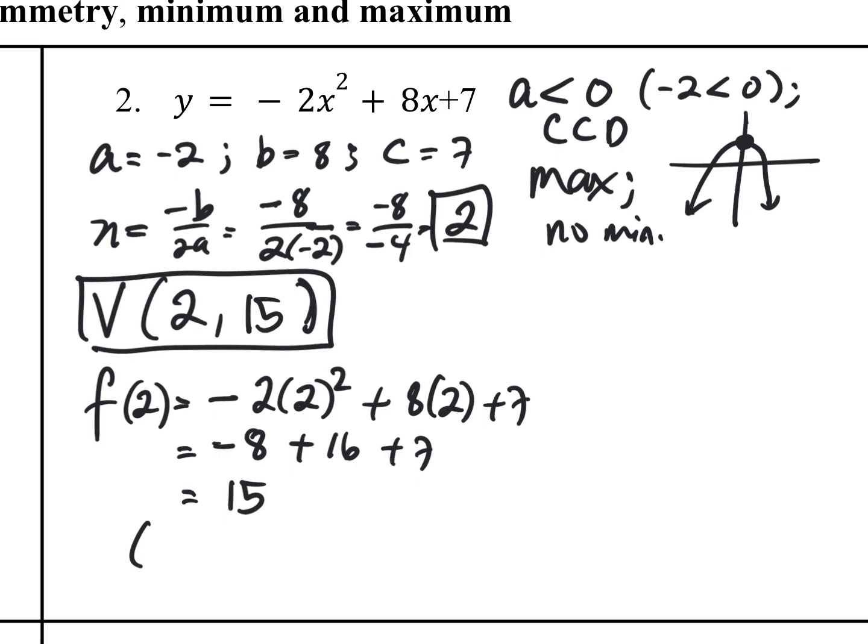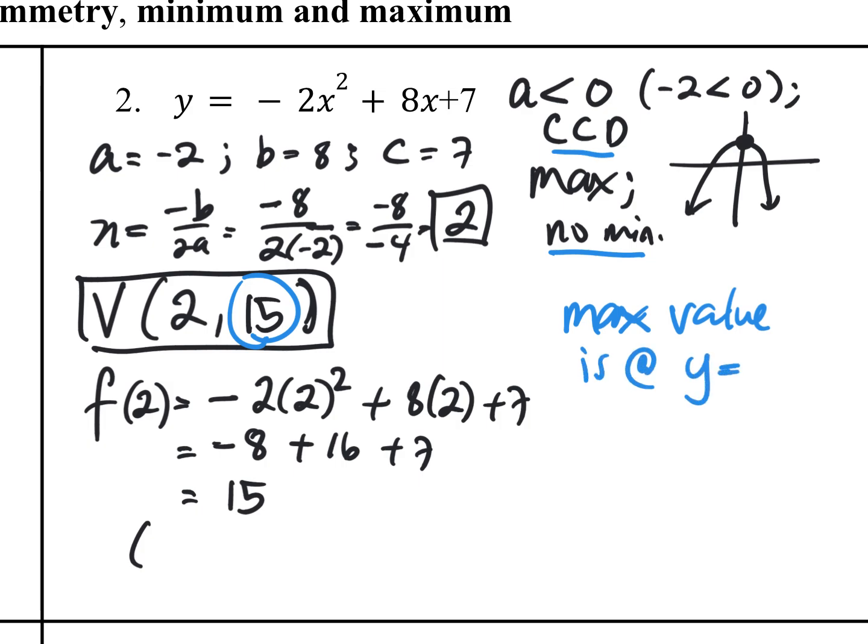So we're going to answer the other questions that are being asked of us. Since a is less than 0, it's going to be concave down. Therefore, there is no minimum, but it has a maximum. Look at your y value here: your maximum value is at y equals 15.